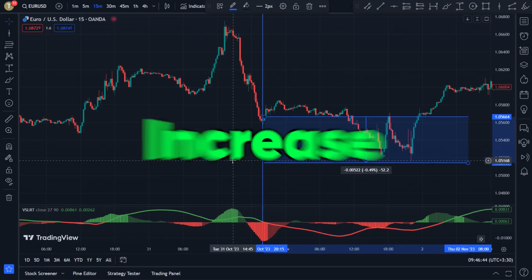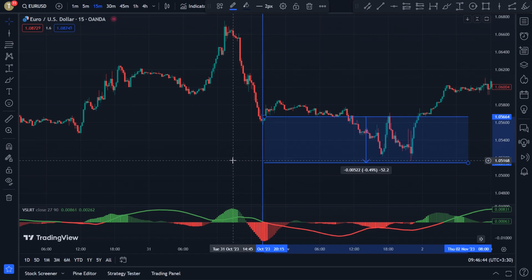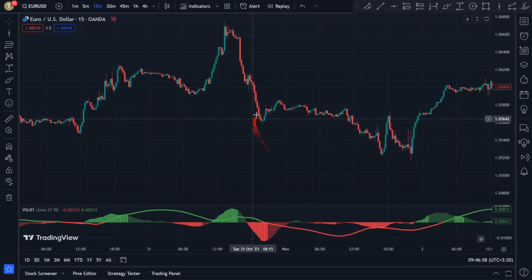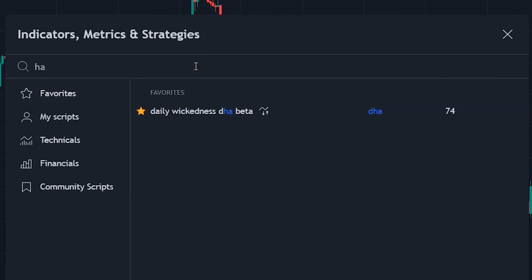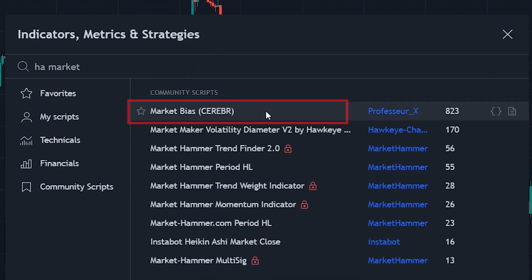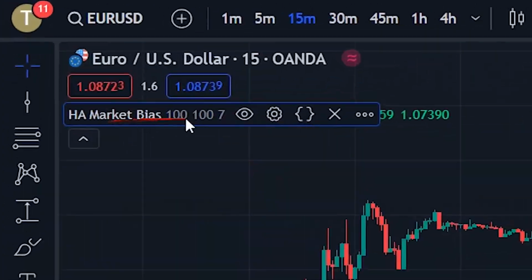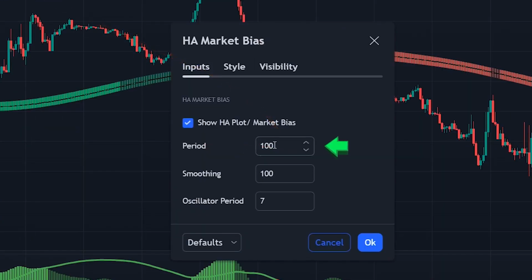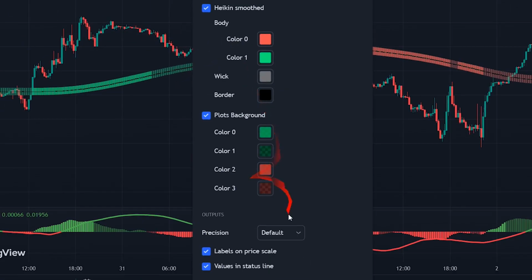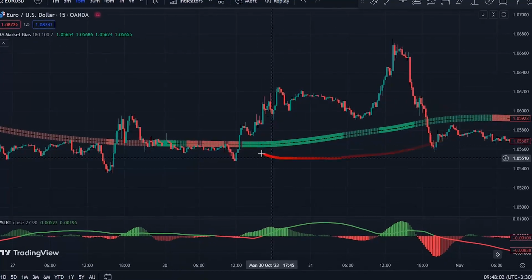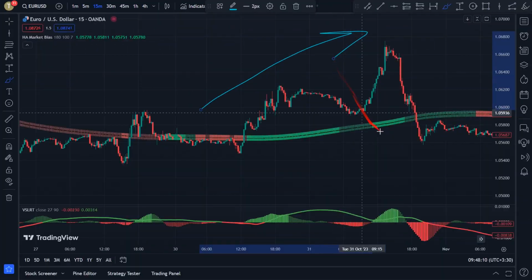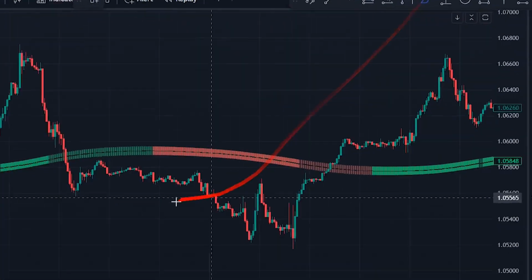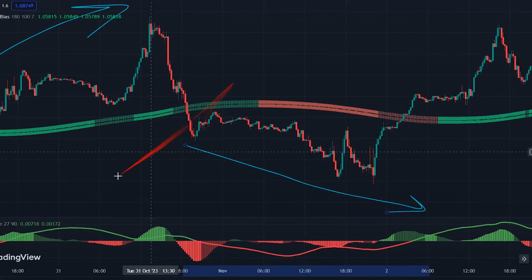Now, if you want to increase the win rate of this strategy, you need to add another indicator. For this, go to the Indicators tab and search for HA Market Bias. But don't rush. Go to Settings and make changes as I did. Then just check that for the buy trades, the price is exactly above the market bias, and for the sell trades, the price is exactly below the market bias.